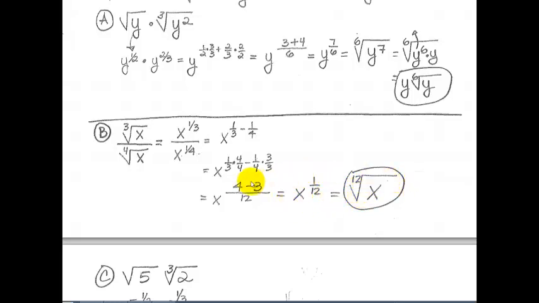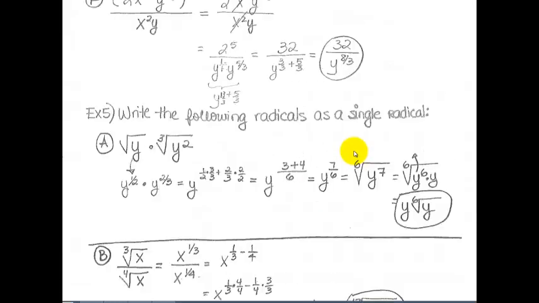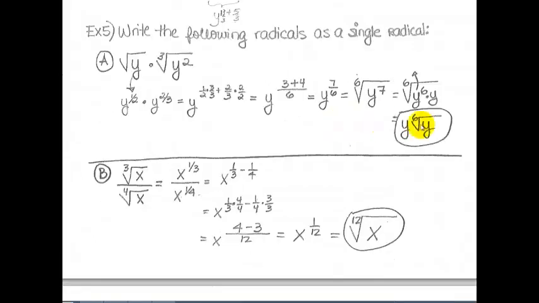Basically, once I do the operation, the adding, subtracting of the exponents, I'm going to get one exponent. Then I can change it back into radical notation, because that's exactly what the problem is asking, to write the radical as a single radical. If you notice, these are single radicals. We started out with something that had two radicals. Now we only have one.